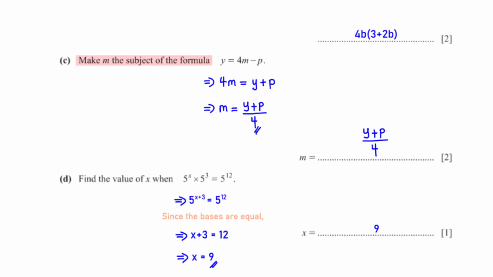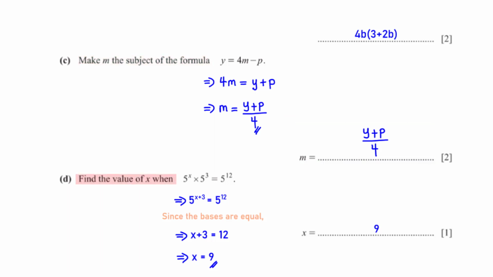Make m the subject of the formula. y equals 4m minus p. When we add p to both sides of the equation, we get 4m equals y plus p. And when we divide both sides by 4, we have m equals (y plus p) over 4.